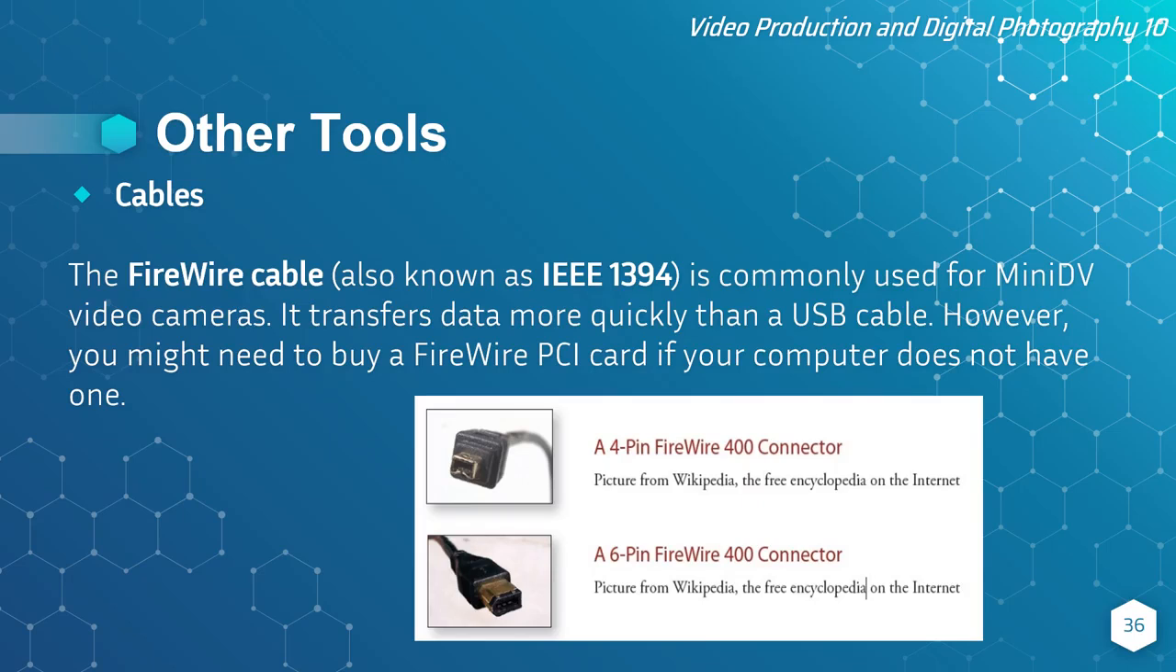And the last one for our other tools, we have the Firewire Cable, okay, also known as IEEE 1394. This is commonly used for mini DV video cameras, yung atin nga sinasabi kanina na cassettes, okay. It transfers data more quickly than a USB cable. However, you might need to buy a Firewire PCI card if your computer does not have one. So, ito yung itsura ng mga Firewire. We have the A4 pin Firewire 400 connector. We have the A6 pin Firewire 400 connector.